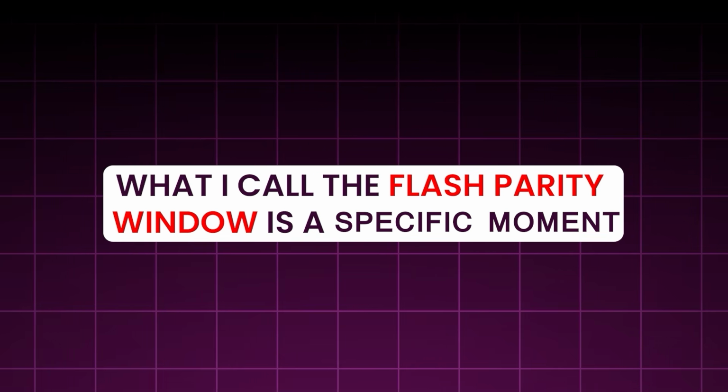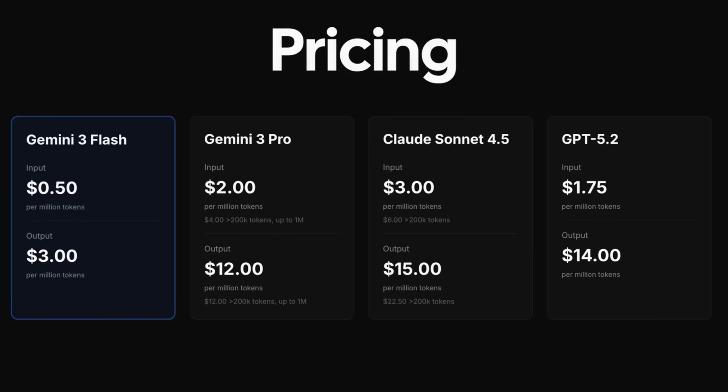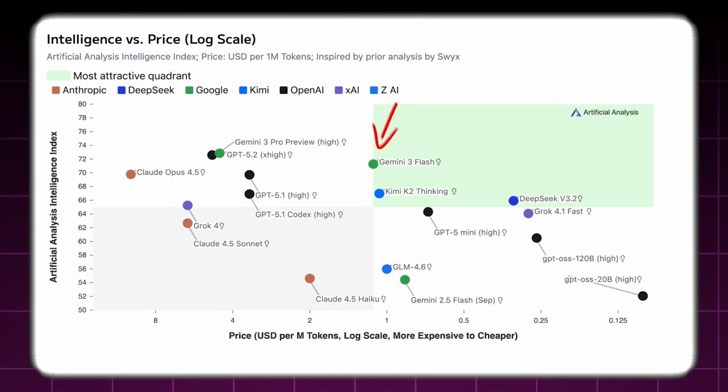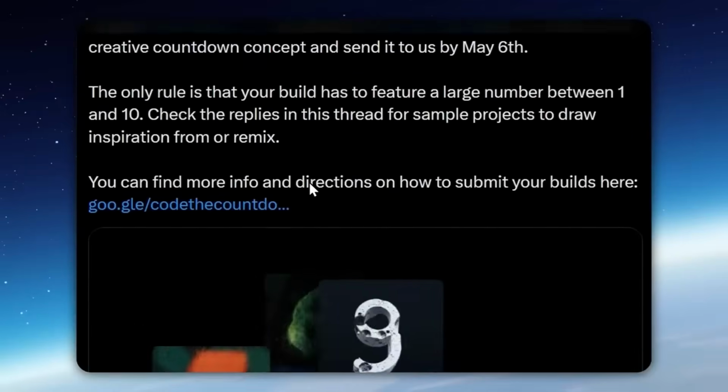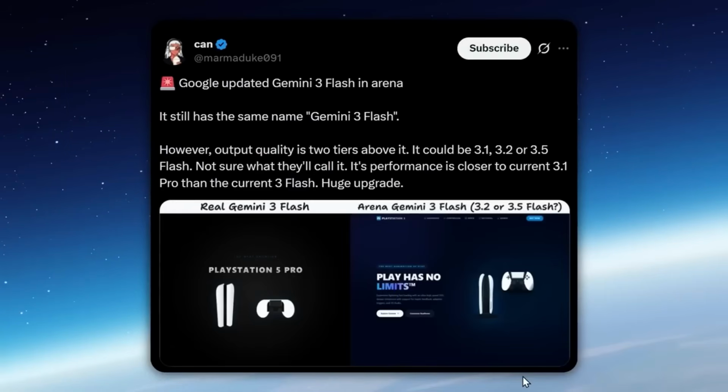What I call the Flash Parity Window is a specific moment. It is when a Flash model closes enough of the gap on its Pro counterpart that the price difference stops making sense. Before the world catches on, before pricing adjusts to reflect the improvement, before that edge gets absorbed into everyone's workflow. Think of it like a tool performing at a level it has not been priced for yet. That gap never stays open forever. Right now, Gemini 3 Flash appears to be sitting inside it. Freelancers who recognize that early walk away with something real and durable.